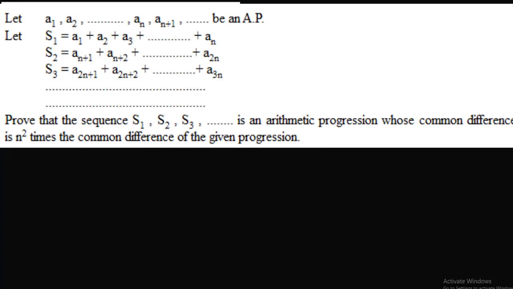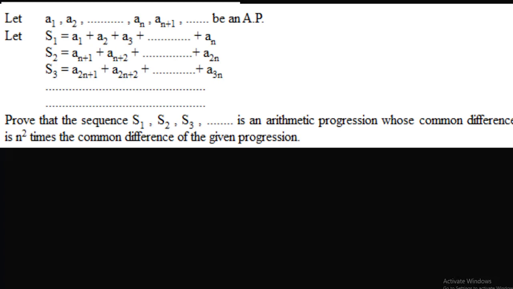Today we'll study sequence and series, and this first question is, let A1, A2 up to A(n+1) be an AP and let its common difference be d. Now it is defined S1 as the sum of the series from A1 to An, S2 is from A(n+1) to A2n, S3 is from A(2n+1) to A3n. So each of the series contains n terms, and S1 is the sum of the first n terms, S2 is the sum of the next n terms, S3 is the sum of again the next n terms.